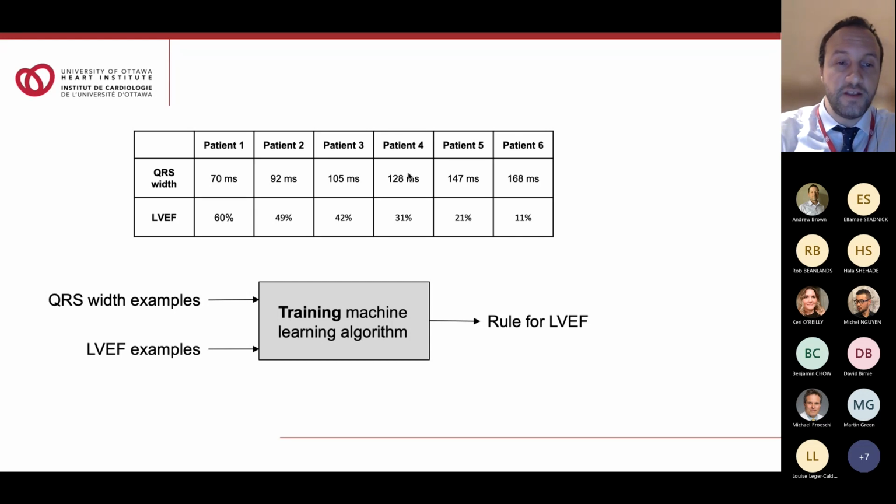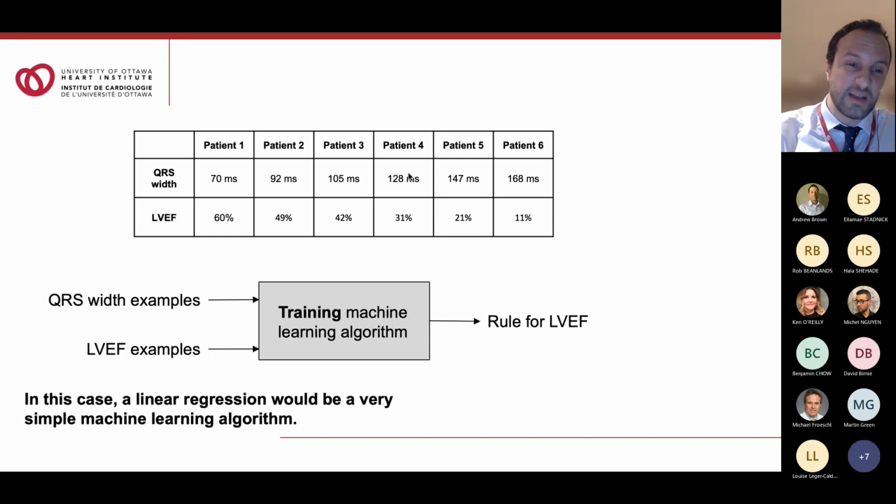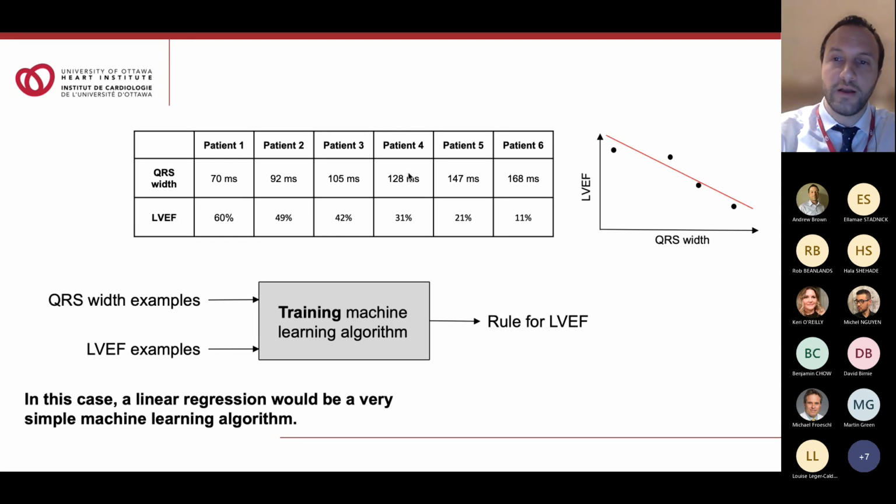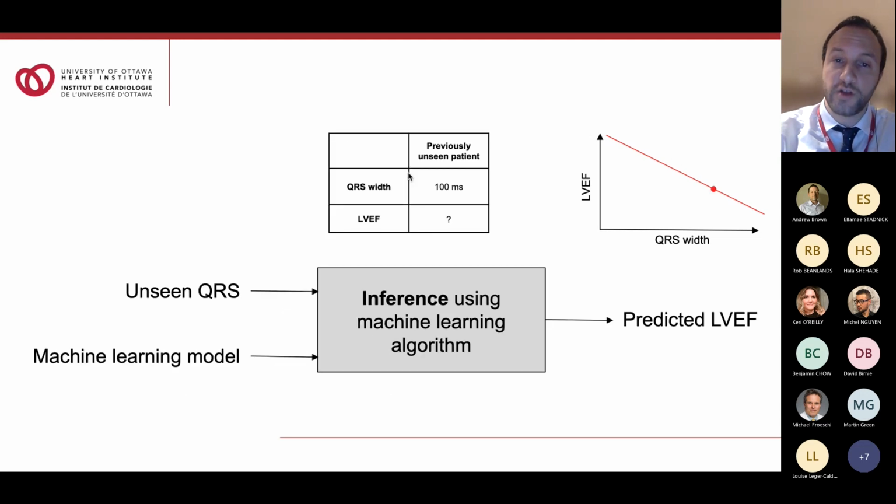So what we can do is feed this into a machine learning algorithm and create a rule for the ejection fraction. So a very simple example of this would be a linear regression. Really, nothing very fancy here. So if we plot EF versus QRS width, we can draw a line through this data. And then once we're faced with a QRS duration that was not in our training data, we can use this rule. This process is called inference: using a model on previously unseen data, and we could predict an approximate ejection fraction based on this.